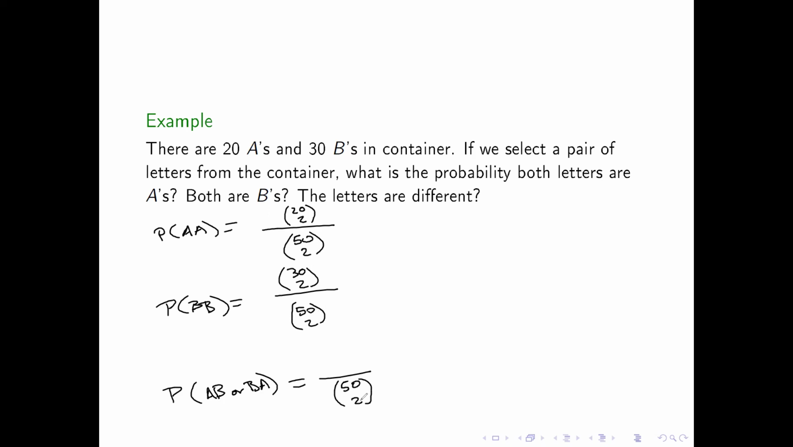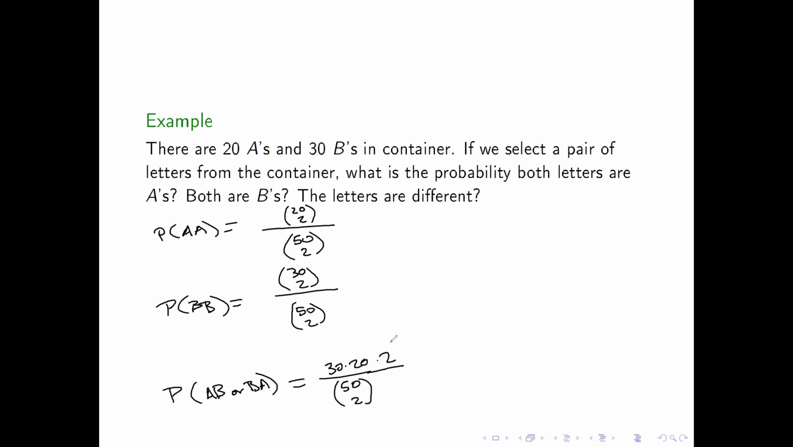Well, the number of ways to get A and B, if you think about it, I have 20 A's. I could have an A followed by a B or a B followed by an A. So this one actually is a little bit harder to write out this way. But I would normally think about this and write it down as 30 times 20 times 2.